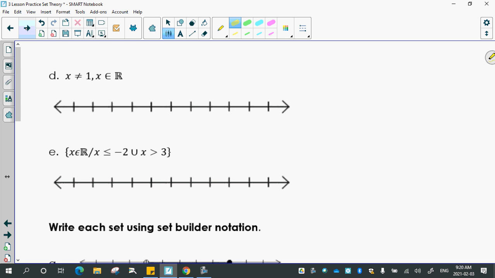All right, this one is said in a different way. This is kind of like a back of a textbook answer, but see if you can interpret what that set is. X can equal 1, X is an element of the real numbers.